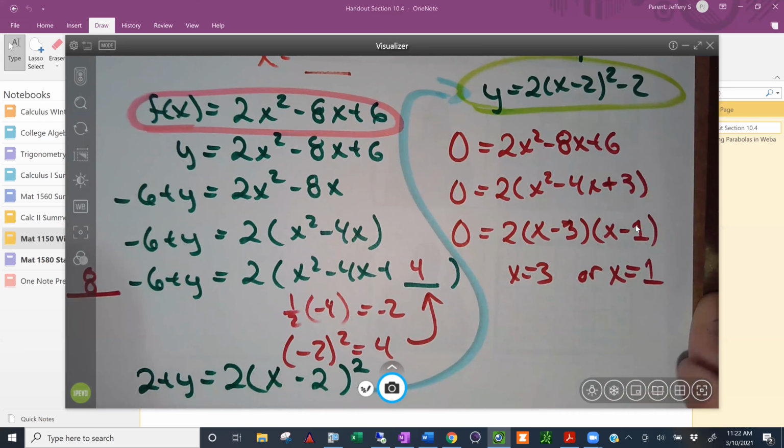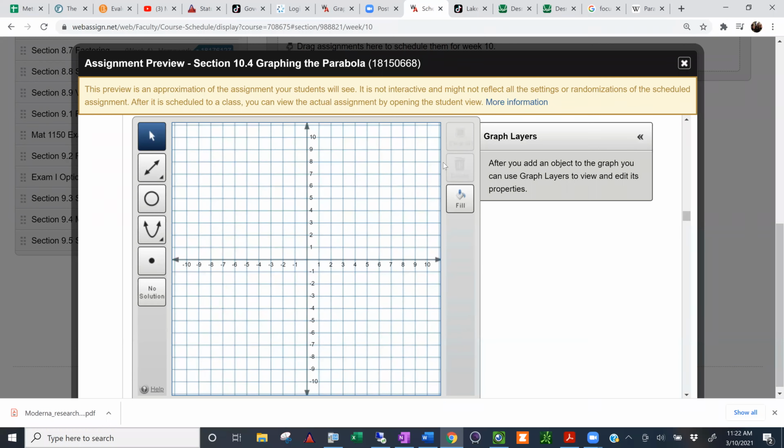Now on Webassign, a lot of times they're going to give you a graph, and you're going to be asked to graph a parabola. Let me see if I can find one. Here we go. The graphs are going to go from -10 to 10. A lot of times I think it's easiest to graph the vertex and the y-intercept. But I had somebody in my last class that had a y-intercept that was greater than 11, which is the maximum on this graph. So then what do you do? Well, that's a good question, and let me share with you the answer.